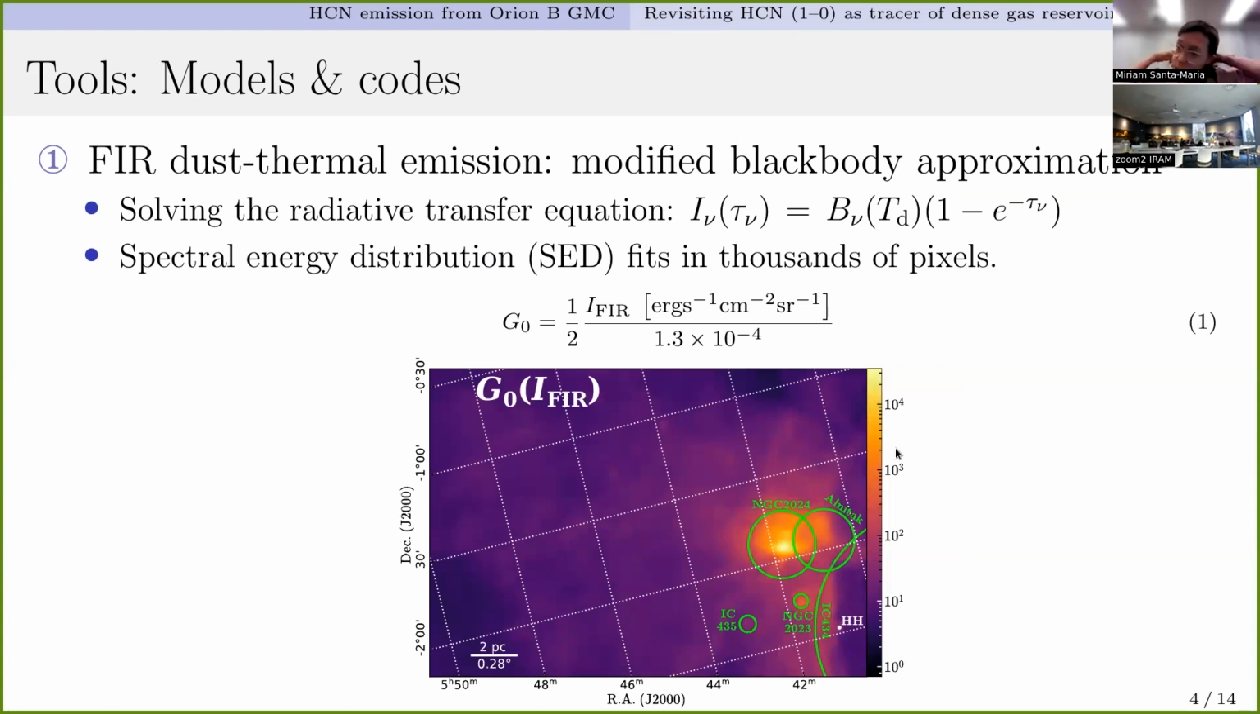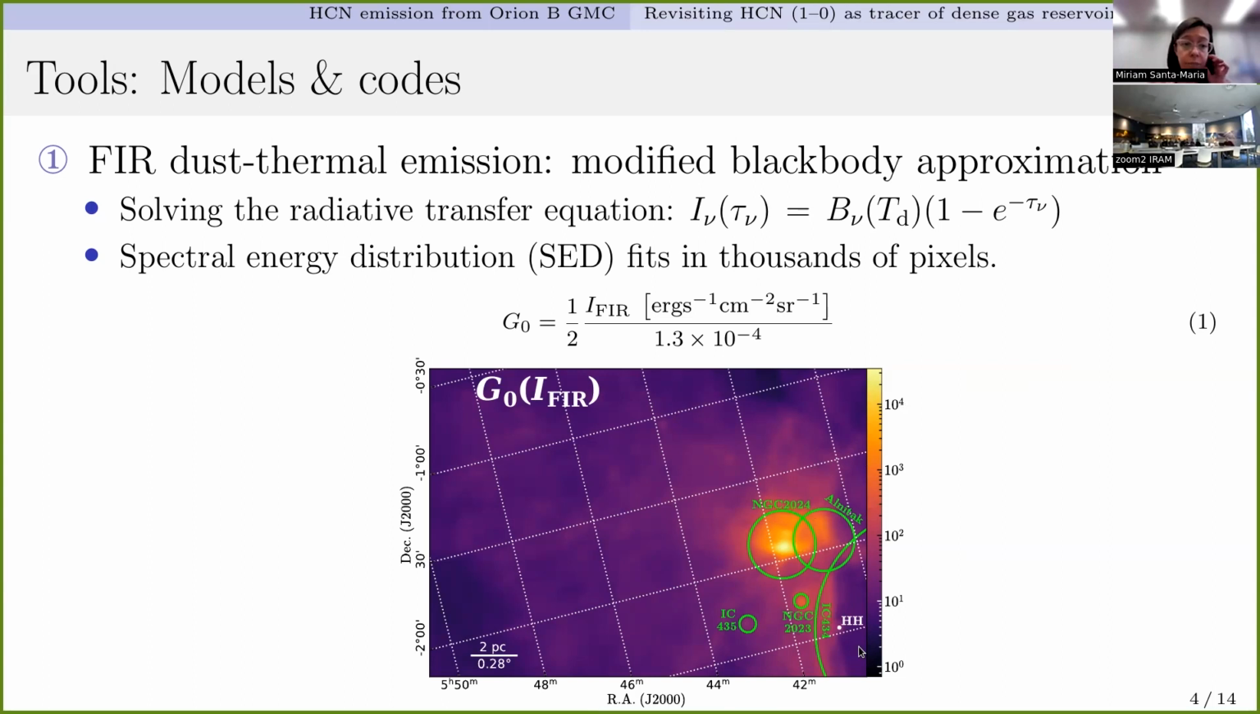So some tools that we use in this project are, for example, the dust thermal emission. So what I did was to fit the spectral energy distribution to derive the far infrared intensity and then the G0. I used the dust temperature and column densities from Lombardi et al. 2012. What we see here is that the G0 is higher in the H II regions, like in NGC 2024 that Ivana talked about, then NGC 2023, and then the edge of the ORION-V cloud.